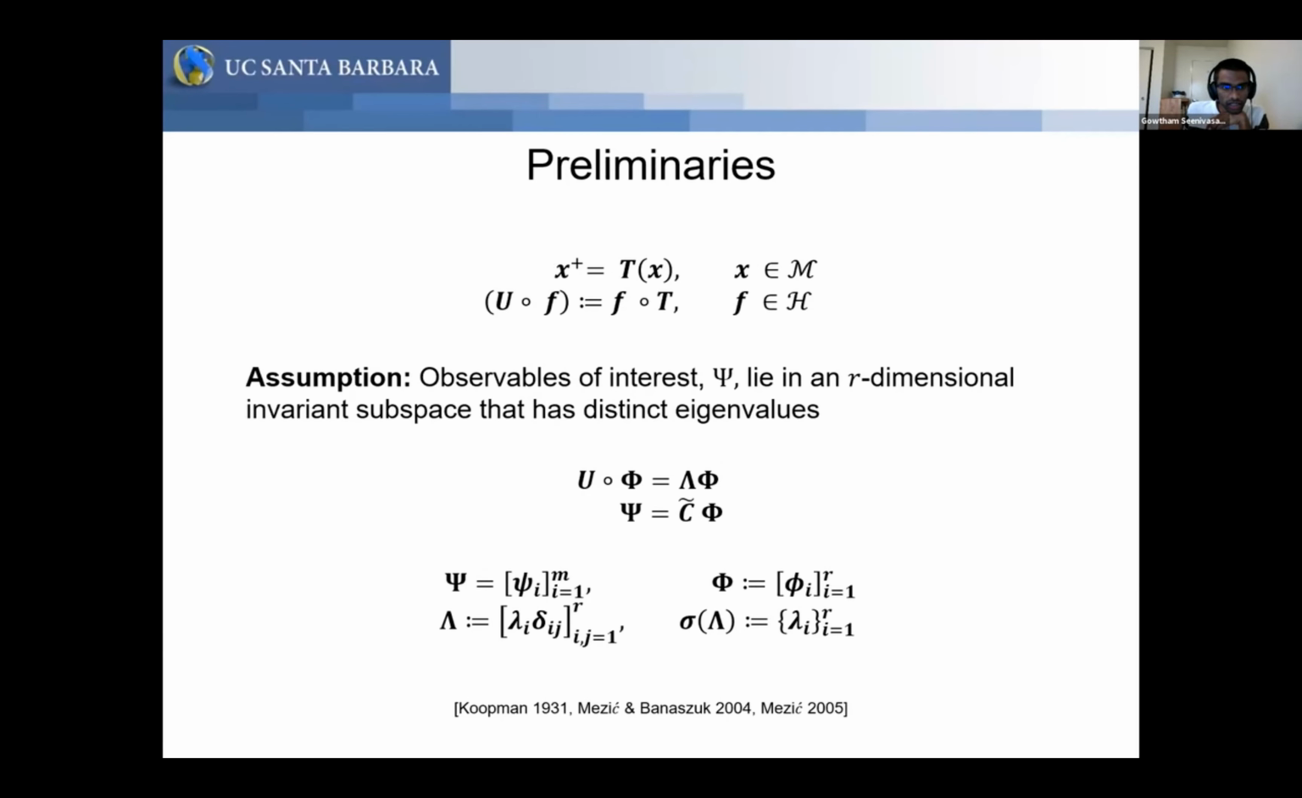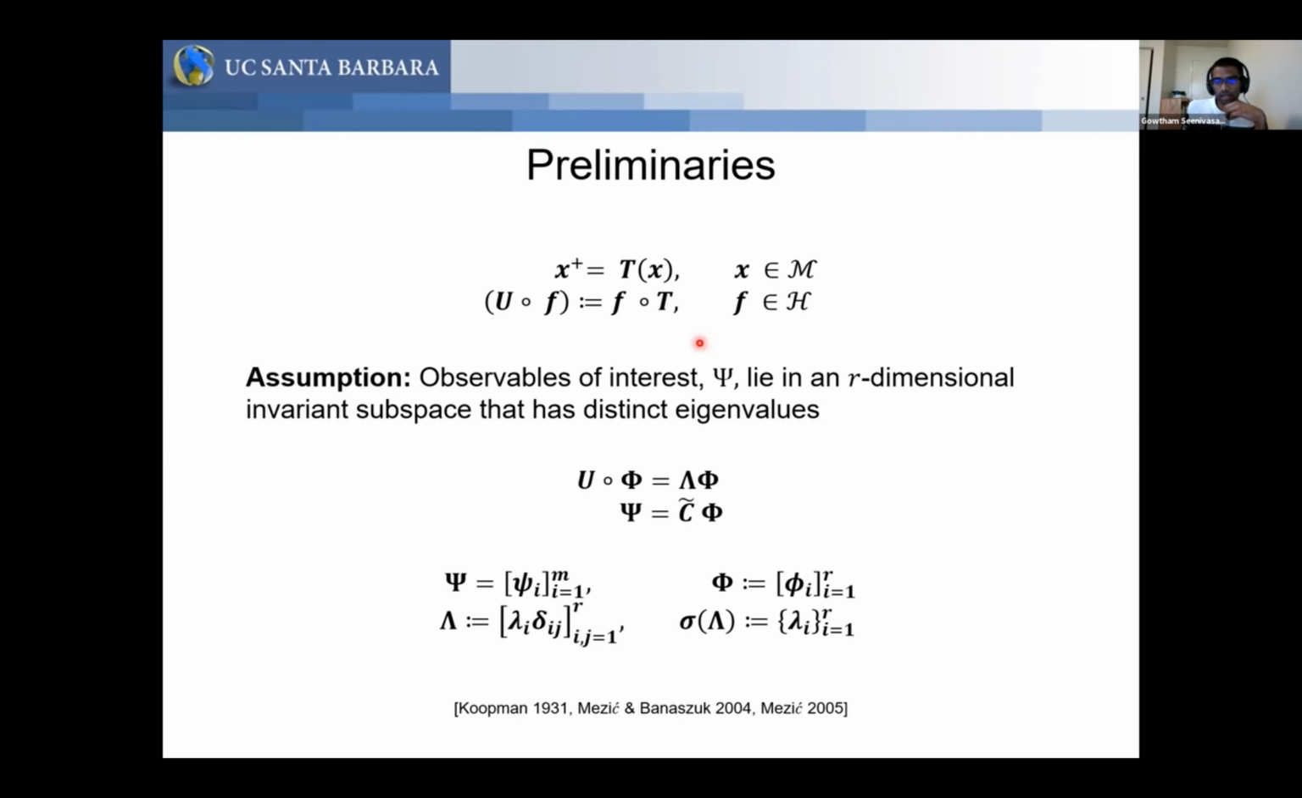Now, to put more details into this, we need some standard preliminaries. We're looking at an autonomous discrete time dynamical system where the state is in some set M and the flow map is given by capital T. Now this flow map can be used to define a Koopman operator over some Hilbert space of functions.